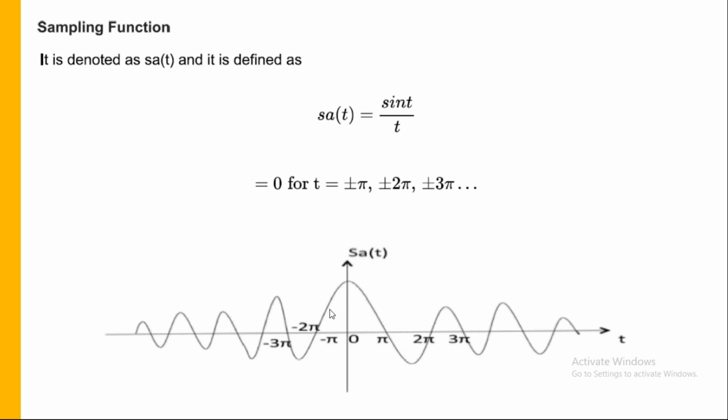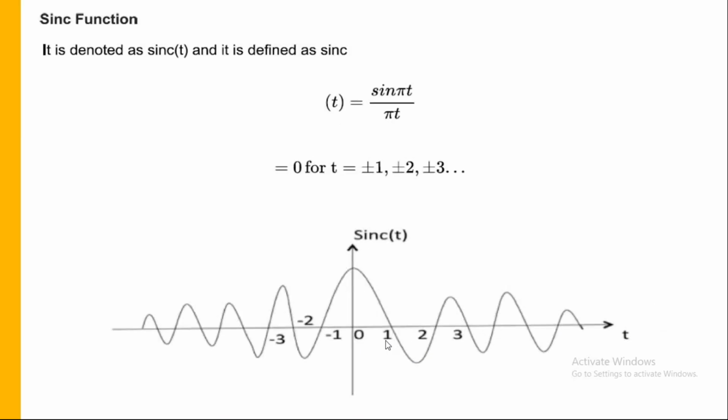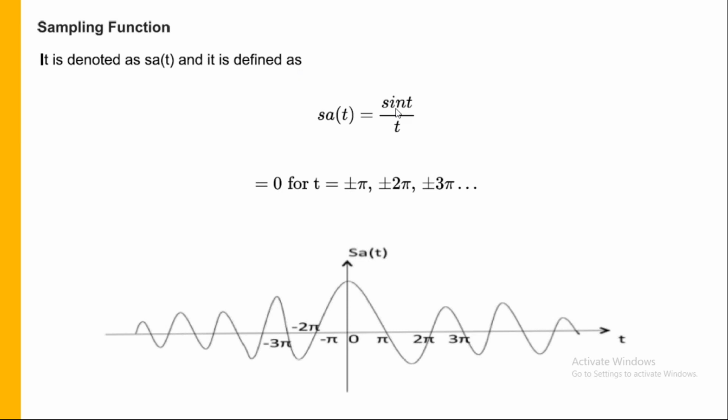graphs that we have plotted for the sampling function and the sinc function seem to be the same, but in the time axis for the sampling function we have to represent pi, 2 pi, 3 pi, and so on, whereas for the sinc function in the time axis we have to represent 0, 1, 2, 3, and so on. See the difference. See the mathematical equation also. Here we have sin pi t by pi t for the sinc function, whereas for the sampling function we have sin t by t. So that's the difference between the sinc function and the sampling function.